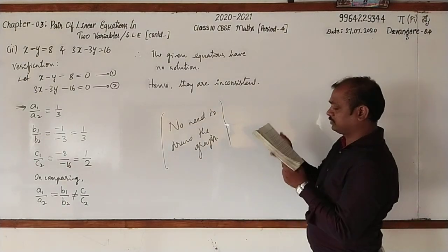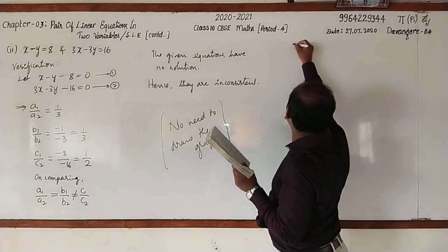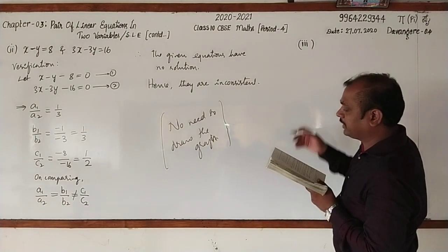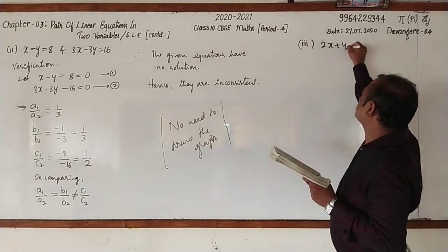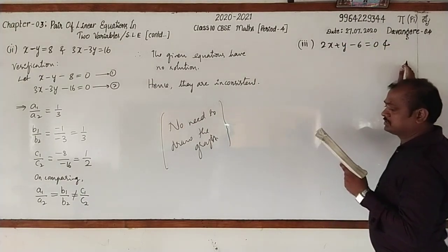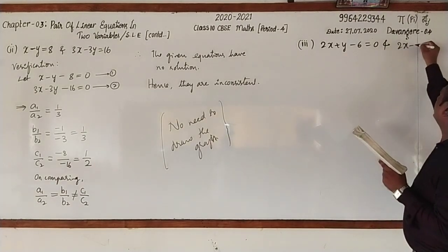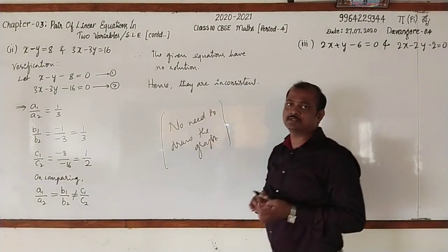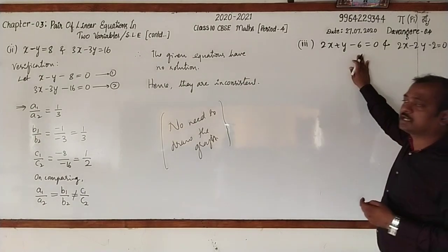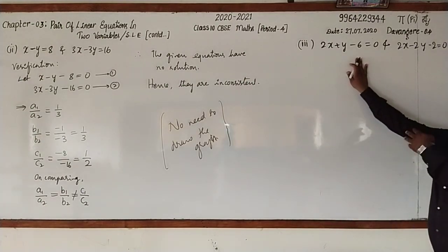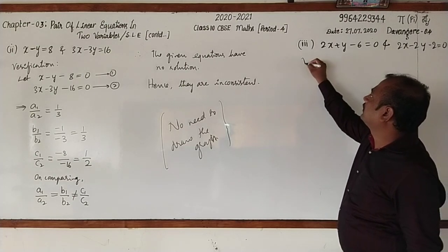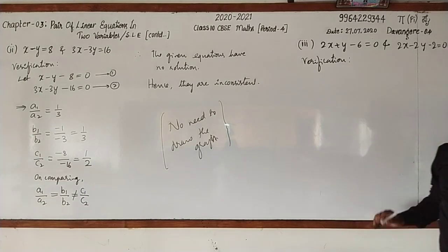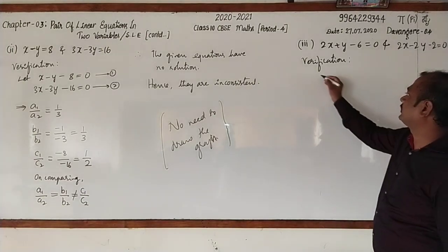With respect to the third question, we have the equations like this. Here I'll write the third one. It is 2x plus y minus 6 equal to 0 and 2x minus 2y minus 2 equal to 0. These are the two equations. Now first we have to check whether these are consistent. If they are consistent, then only we have to draw the graph. Here let's go for verification, that is to check whether they are consistent or not.